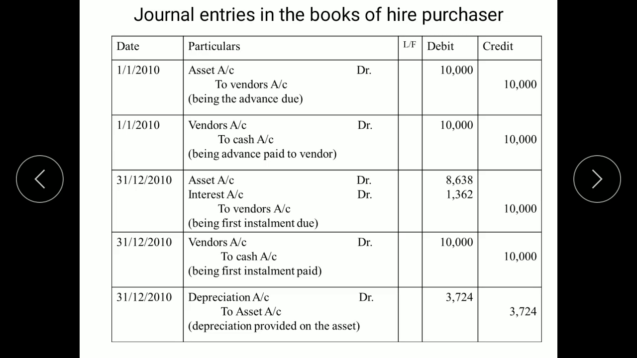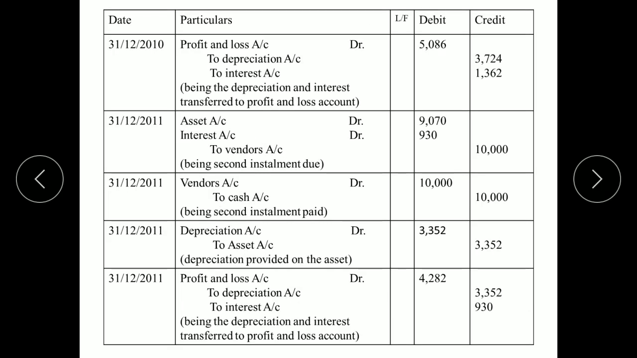Next, journal entries for when installment is paid by the purchaser to the vendor. So vendor's account is debited to cash account with the amount of installment. Next one, depreciation is charged on the asset. So the journal entry is depreciation account debit to asset account with the first year's depreciation. And the last journal entry in the first year is profit and loss account debit to depreciation account and interest account. That is, the interest and depreciation are being transferred to profit and loss account.